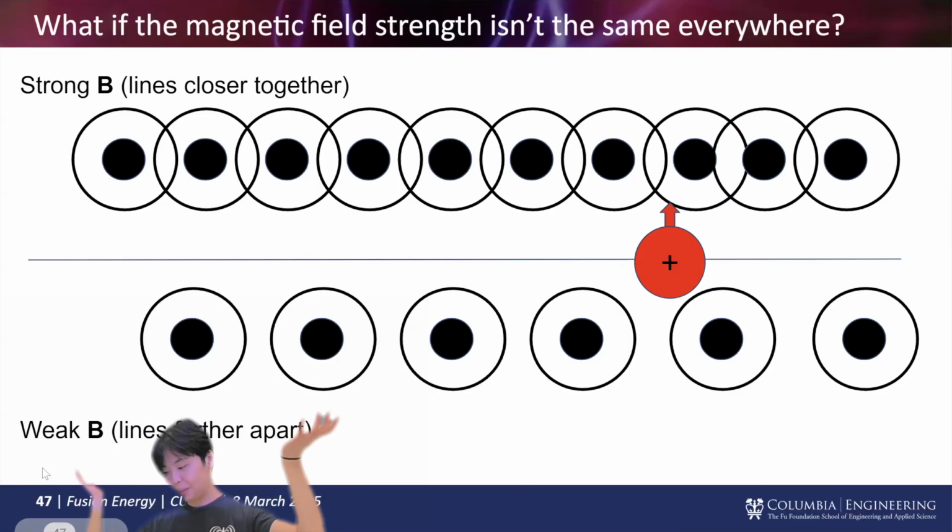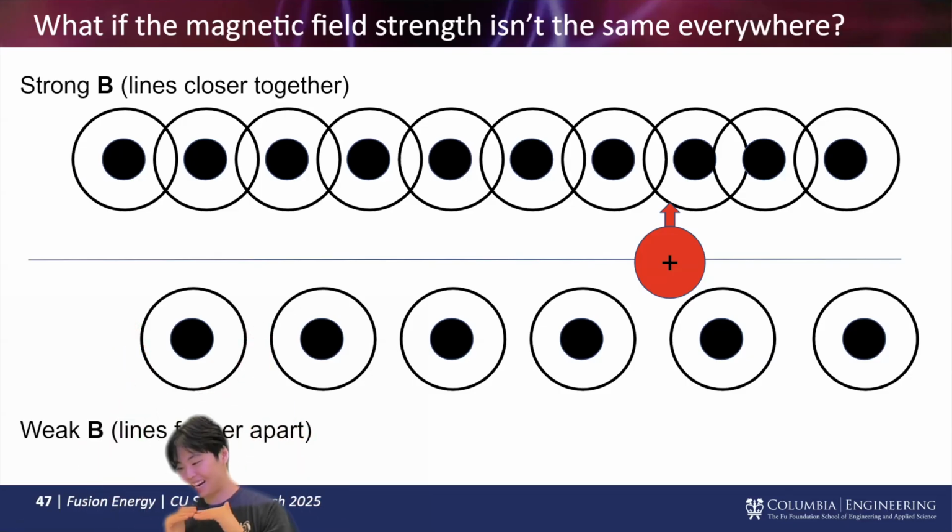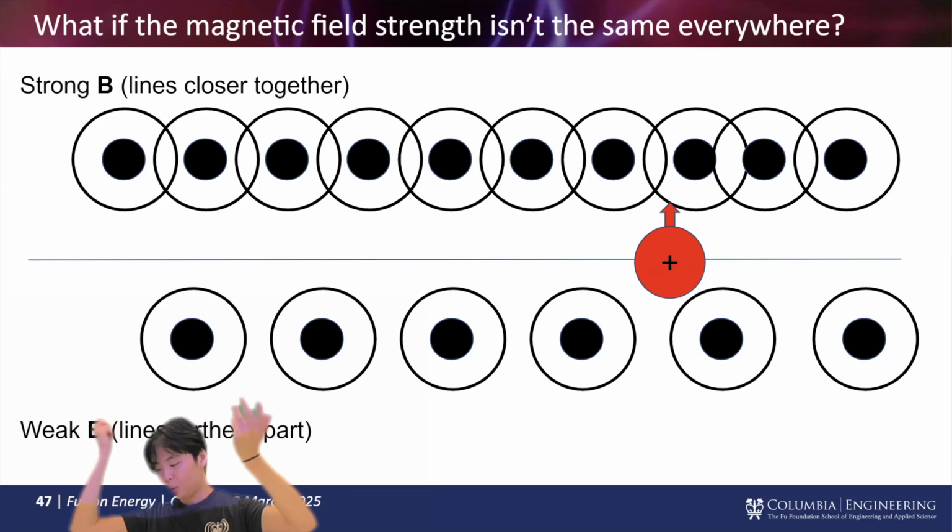So here is an example. This is more similar to real life, right? On top, you have magnetic fields that are closer together. Remember, when we draw things closer together, it means higher field strength, versus farther apart, which is weaker. So on top we have stronger magnetic fields, and on the bottom we have weaker magnetic fields.